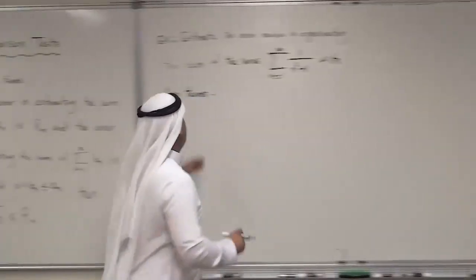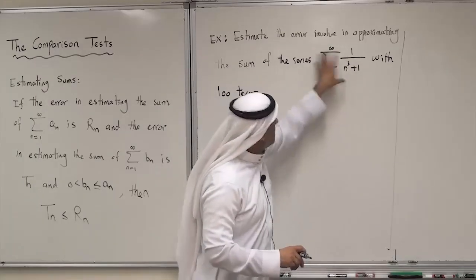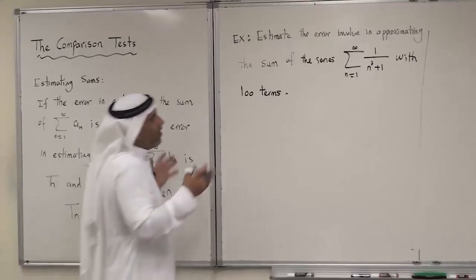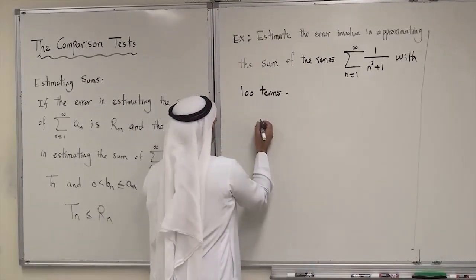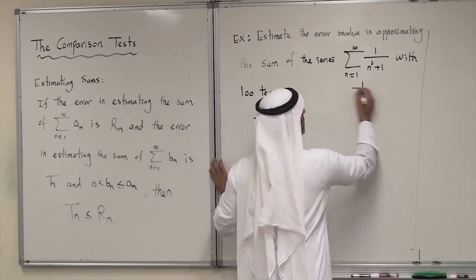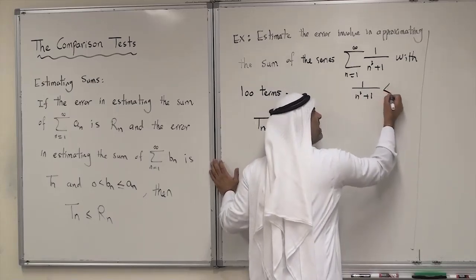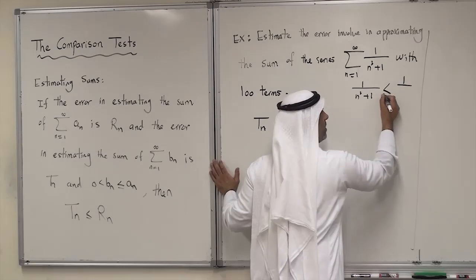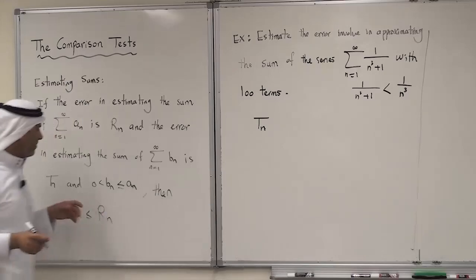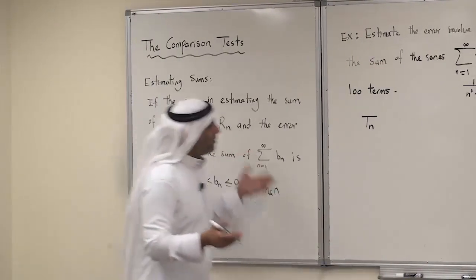The question here says, estimate the error involved in approximating the sum of this series by adding only 100 terms. What's supposed to be done? The error involved here, we call it Tn. If we look carefully, 1 over n cubed plus 1 is convergent, and it is always less than or equal to 1 over n cubed. So we have An and Bn positive, and one of them is smaller than the other one. So what can we say?